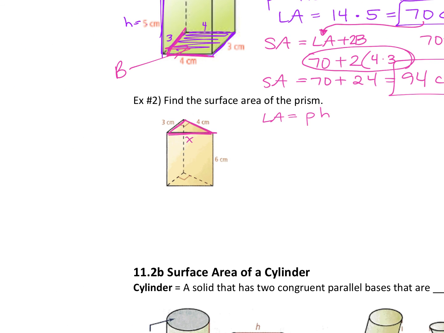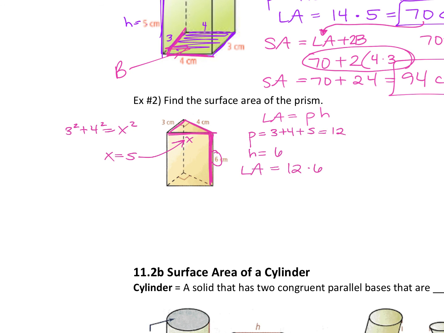You have to call this x. 3 squared plus 4 squared equals x squared. So when you solve that, x comes out to 5. Okay, so the perimeter of your base is 3 plus 4 plus 5, which means your perimeter is 12. What is h? H is the height of the figure. It's the distance between your two bases. That's the 6.